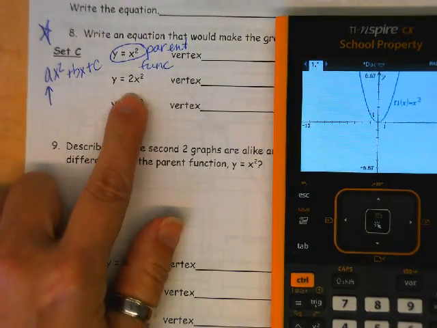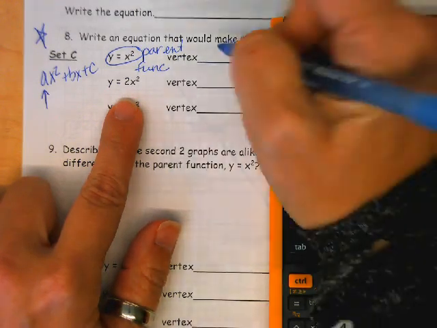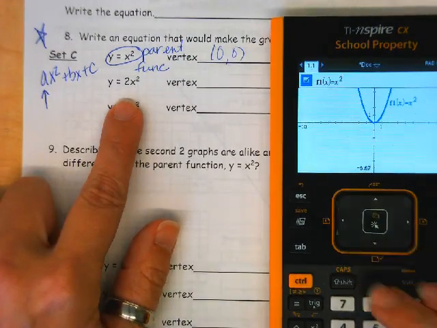So what do you think is going to happen when we put in 2x squared? Don't put it in yet. If you already put it in, don't say anything. What do you think is going to happen here? Our vertex is (0, 0), yay. What do we think is going to happen here?